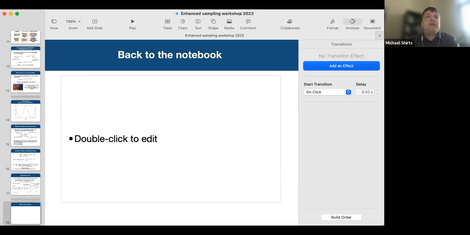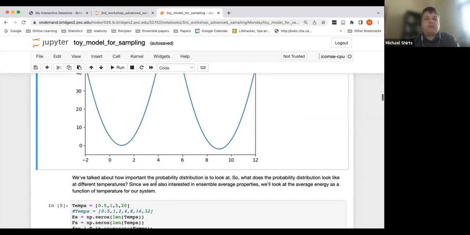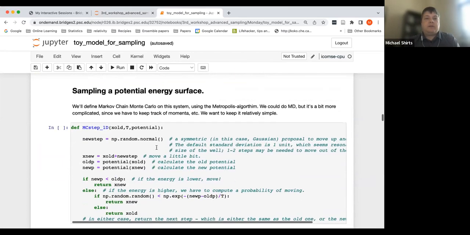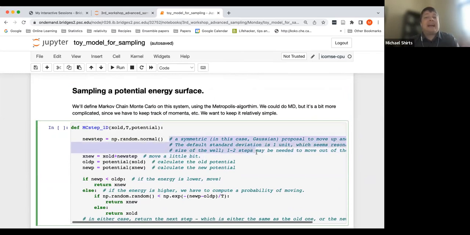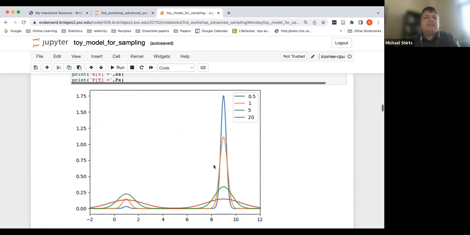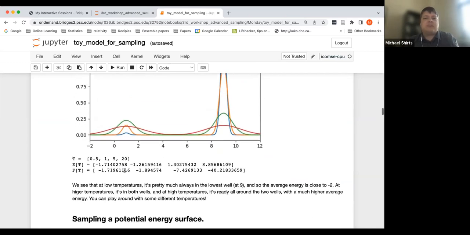We're back to the notebook. Okay, so we're going to code it up. So here's my Monte Carlo step in 1D. I do a random normal, so I'm going to do a Gaussian. It doesn't have to be Gaussian, but you do want a function that's symmetric so that your chances of going up and down are the same. And the sigma is about 1 unit, so it takes like 2 or 3 steps to get out. That seems like a reasonable step to take.